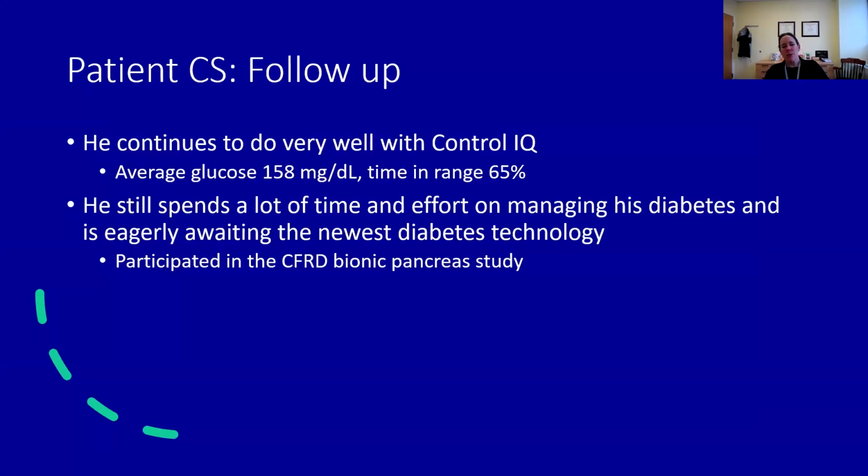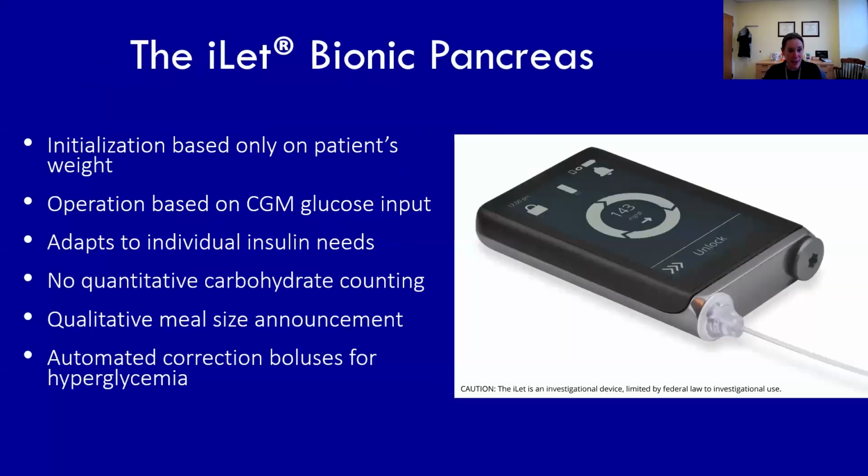Back to our patient. He did very well with Control IQ. But as happens with time, his average glucose is creeping up and his time in target range is creeping down a little bit. He still spends a lot of time and effort on managing his diabetes, so he's very excited about the newest diabetes technology. And so he also participated in our CFRD bionic pancreas trial, which I'll tell you about right now.